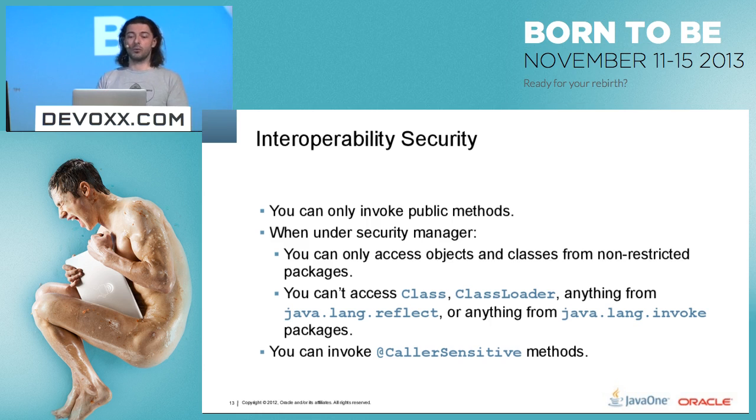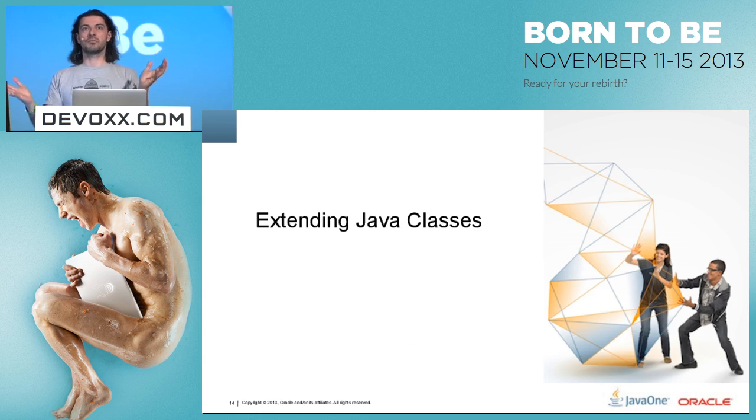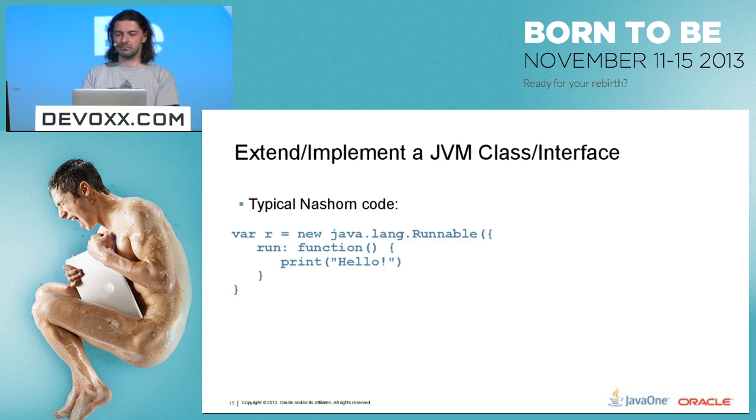Also, you won't be able to access Class and ClassLoader or anything from the reflection package or the dynamic invocation package. You can, however, correctly invoke caller-sensitive methods if you need to. Again, this only applies if you're running under a security manager. So this applies to a JVM running in a browser, or a JVM running in a multi-tenant enterprise environment with policies. If you're just running the JVM as your backend system, and you don't have the -Djava.security.manager system property on your command line when you launch Java, then this does not apply to you. So most backend installations of Java are actually relevant to this.